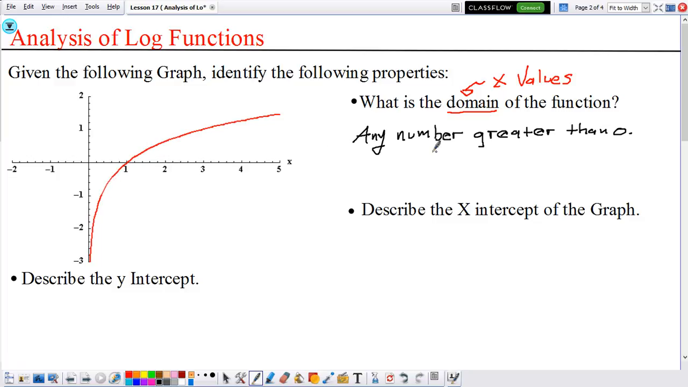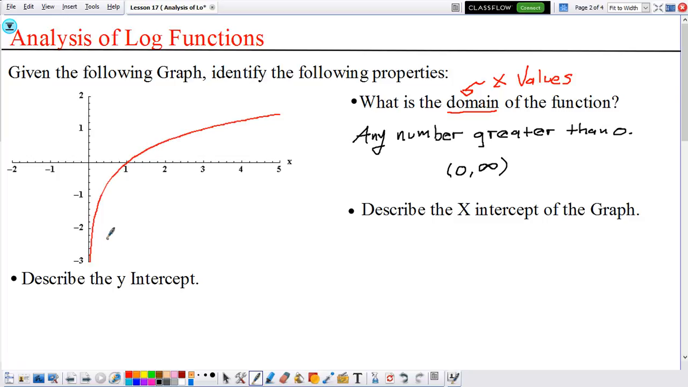If you want to use set notation, we can just say it's from 0 all the way to infinity. This is the domain of the function. Any number that is greater than 0 is in the domain. It is strictly greater than 0. It cannot be equal to 0 or less than 0. It has to be greater than 0.